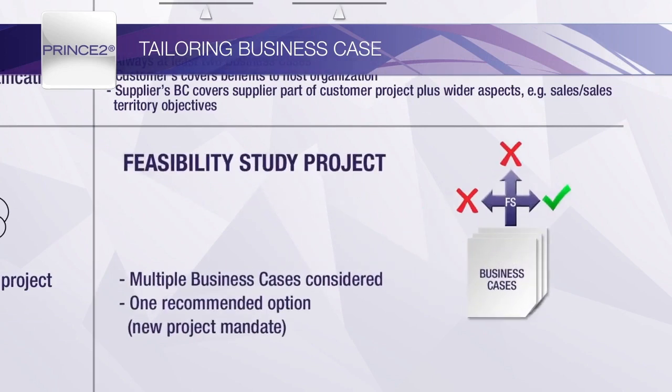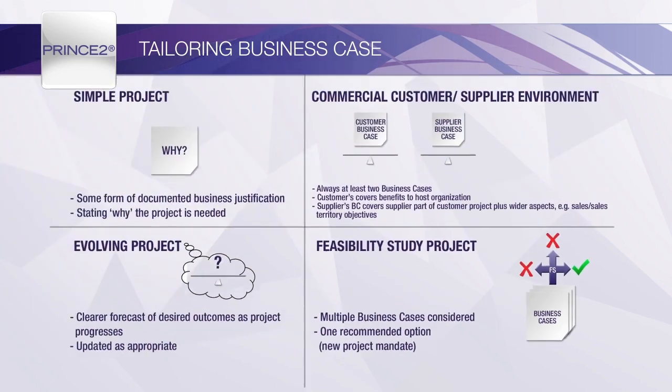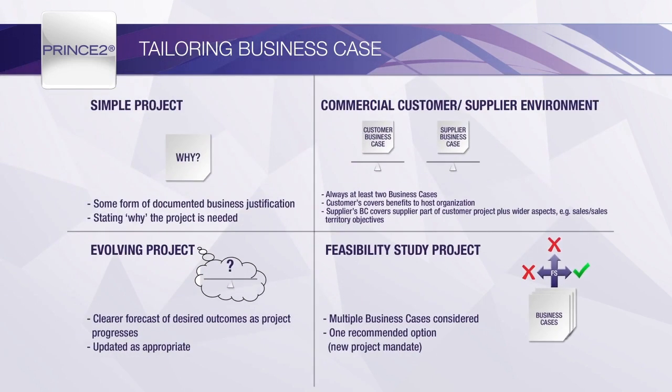A feasibility study type project will have a business case to justify the feasibility study project itself. However, the feasibility study will look at various business options for the way ahead regarding the problem or opportunity, each of which will have its own business case developed during the project. At the end of the feasibility study project, there will be just one recommendation with its related business case. This business case will then be used as the justification for a separate project to implement the recommended option. Whatever type of project is being undertaken, there must always be a business case to justify the start and continuation of the project.